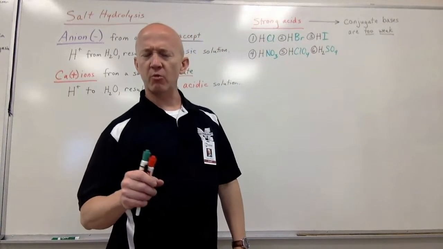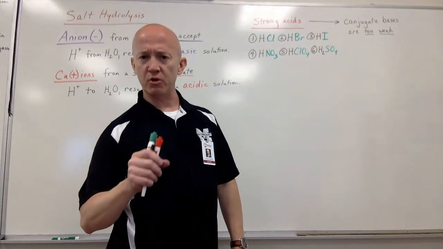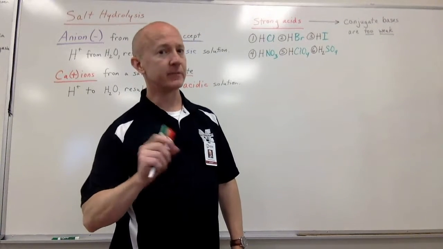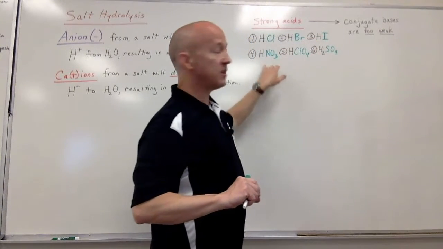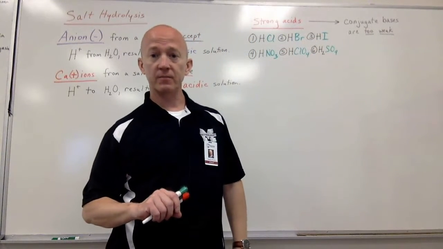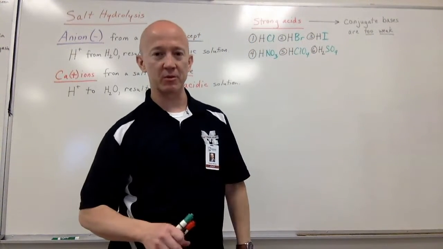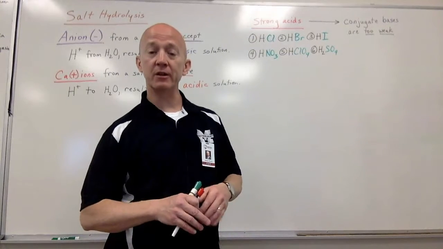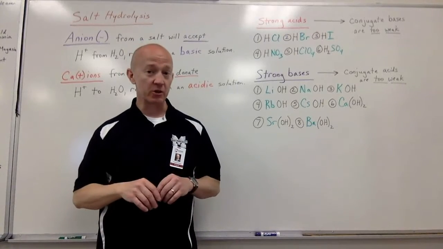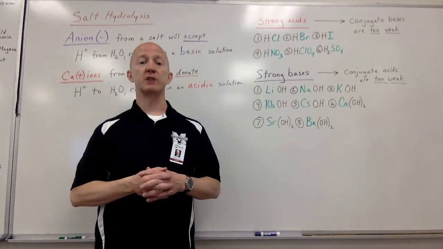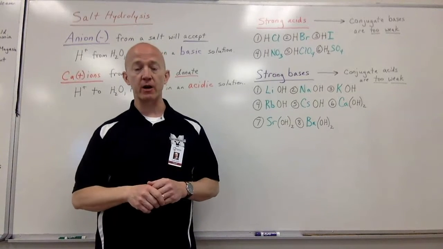Now you might be wondering, why did you write the anion portion of those in green? Because the anion portion of those, if you see that anion in a salt, it has nothing to contribute in the way of pH. It's simply a neutral ion. For strong bases, it's the same result. Strong bases produce conjugate acids that are too weak to hydrolyze water.